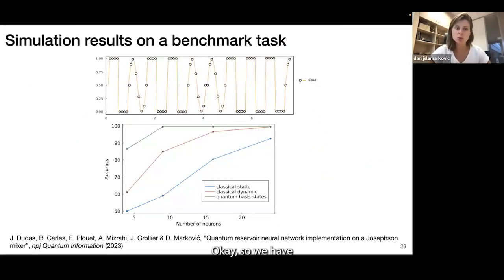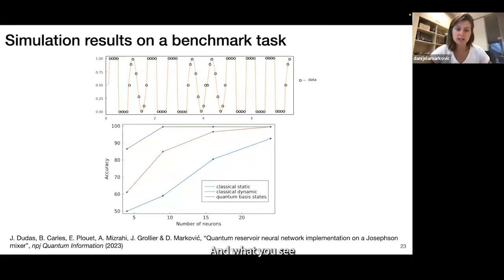Okay, so we have only done simulations of this regime up until now. I will explain why it's a bit harder. Well, it's a bit harder for a few reasons to do experimentally, but we're on it. So what we have done in simulations, we have tested two benchmark tasks. First, we have done sine and square.